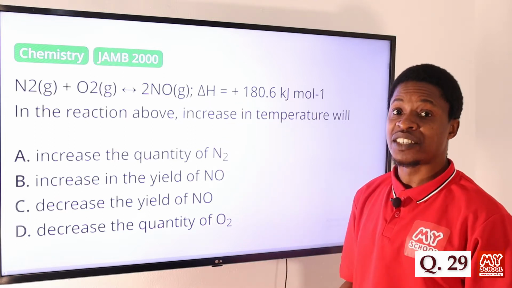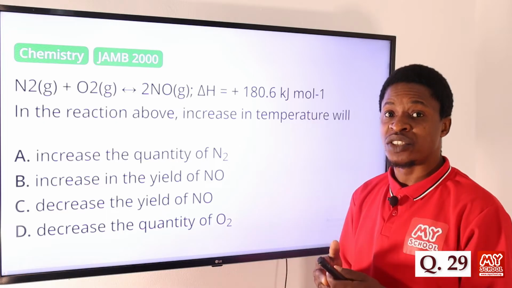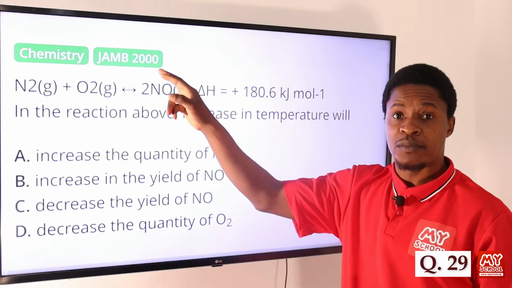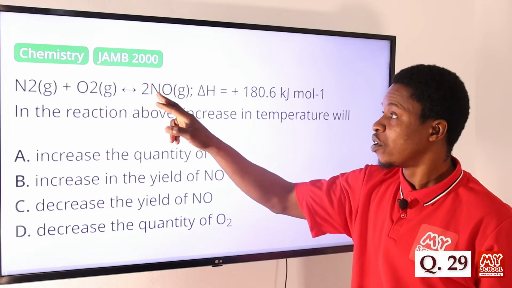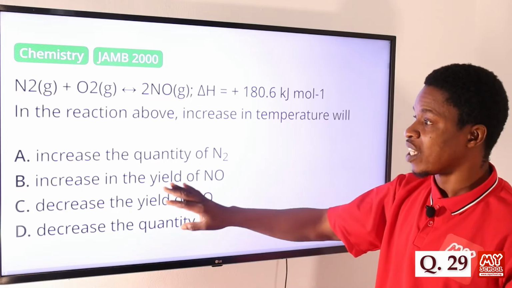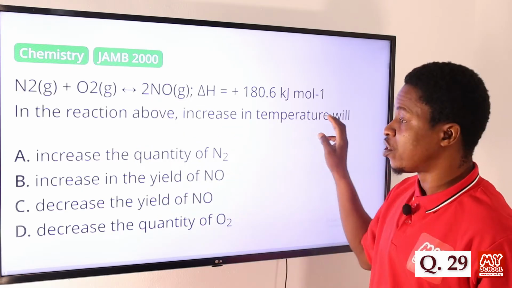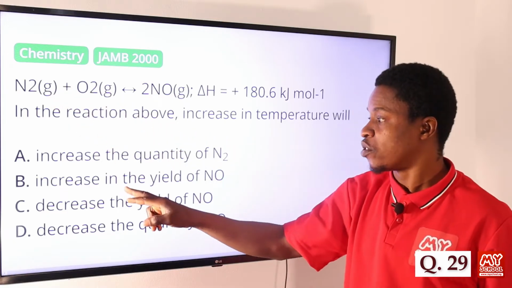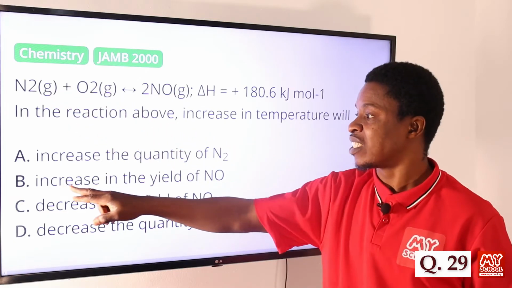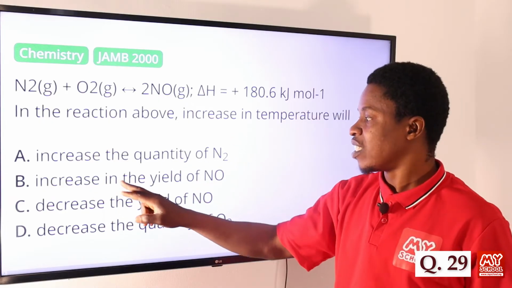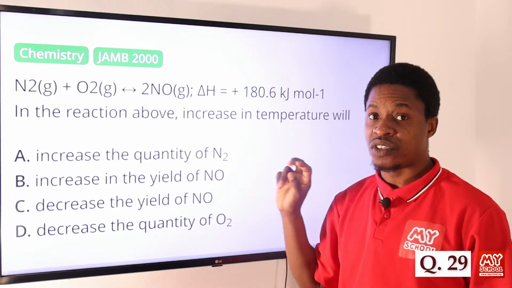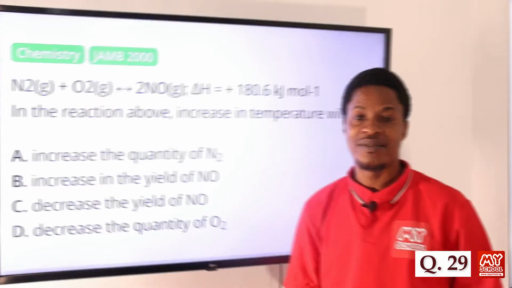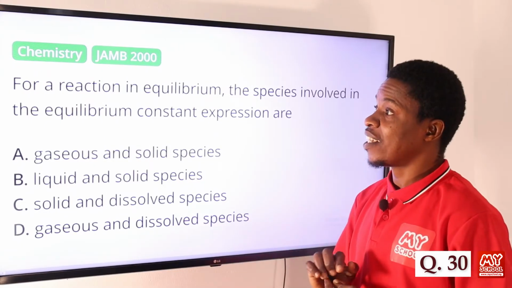So if it's an endothermic reaction, increase in temperature is going to lead to an increase in the yield of the product. And in this case the product is NO. So if you look at the options, the increase in temperature is not going to increase the quantity of this because that's the reactant, but the product is actually NO. So it's going to lead to increase in the yield of nitrogen 2 oxide. So the correct answer is option B, increase in the yield of NO. Let's move on to question number 30 now.